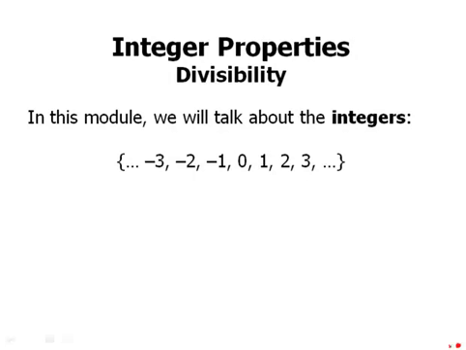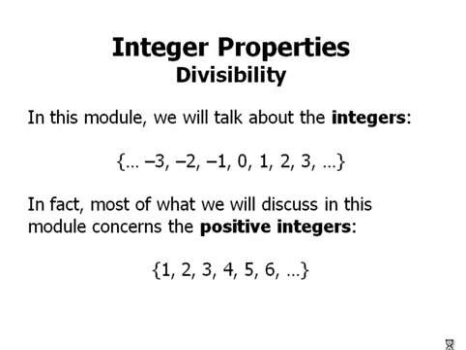Integer properties. In this module, we will talk about the integers. Of course, the integers are the positive and negative whole numbers. 1, 2, 3, 4, going on forever. Negative 1, negative 2, negative 3, negative 4, going on forever. And of course, that special number is 0. Those are the integers. In fact, most of what we will discuss in this module concerns the positive integers.